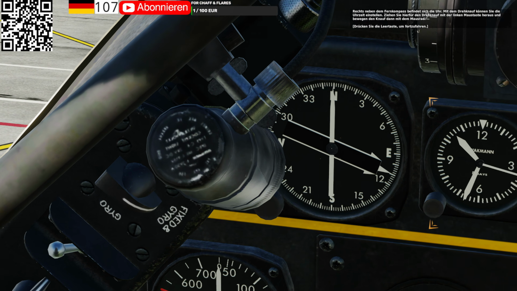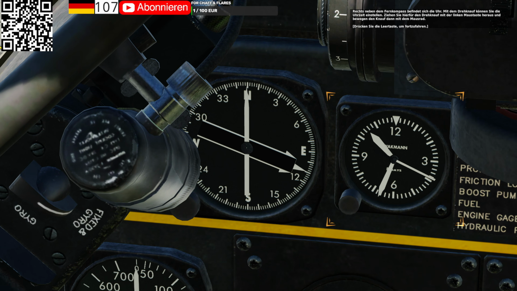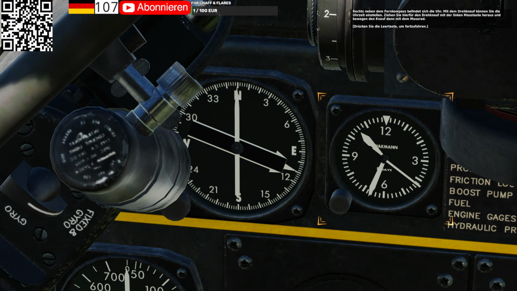To the right of the remote indicating compass is a standard clock. The winding knob can be used to set the time. Doing so requires pulling the knob out with the left mouse button, then rolling the mouse wheel over the knob to rotate it.